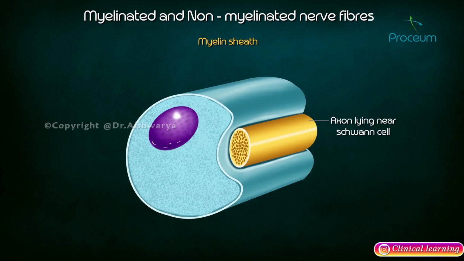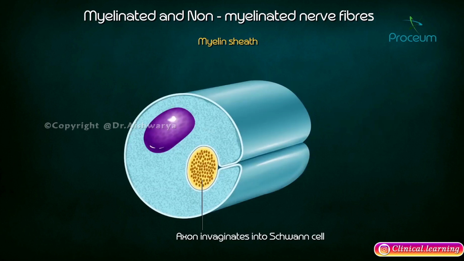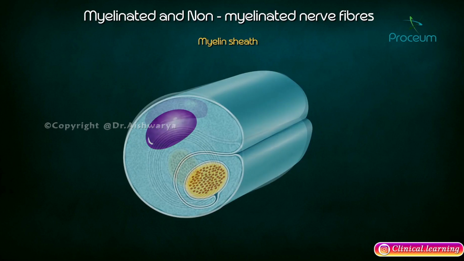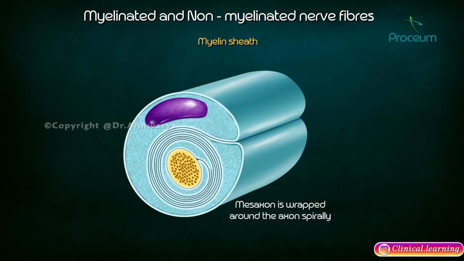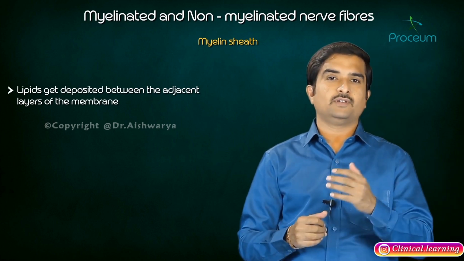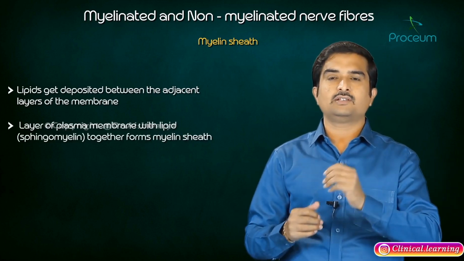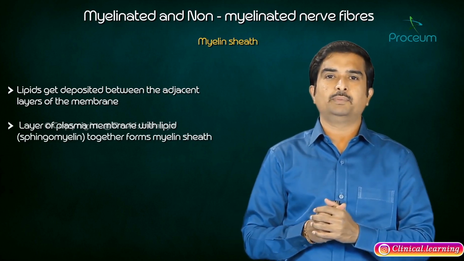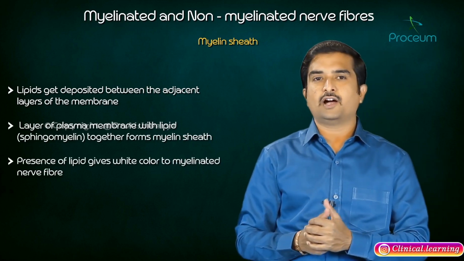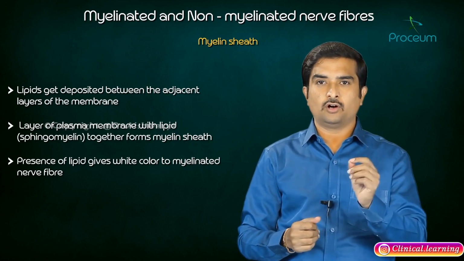An axon lying near the Schwann cell invaginates into the cytoplasm of the Schwann cell, and the axon gets suspended by the folds of the cell membrane of the Schwann cell, and this is called mesaxon. The Schwann cell now rotates around the axon so that the mesaxon gets wrapped repeatedly around the axon, which forms spirals around it. And the lipids are deposited between the adjacent layers of the membrane. These layers of the plasma membrane, along with the lipid, that is sphingomyelin, together form the myelin sheath, making the myelinated nerve fiber whitish in color due to the presence of this lipid.